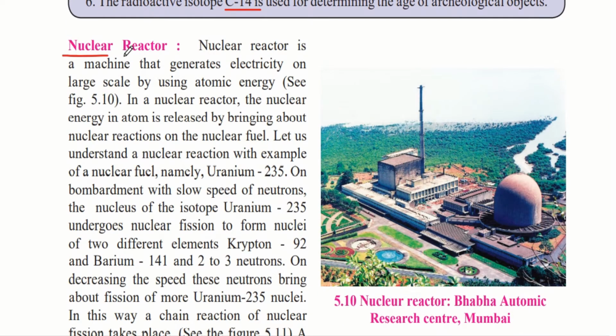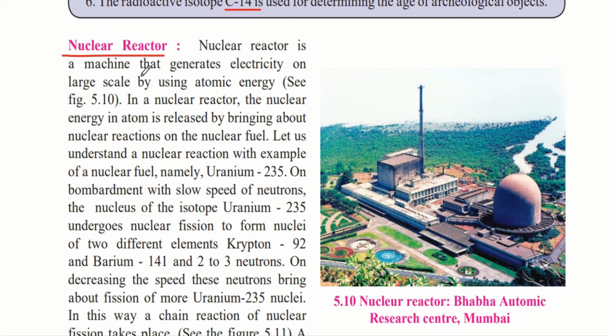Now let us study about nuclear reactor. Nuclear reactor is a machine that generates electricity on a large scale by using atomic energy. And this is an example of a nuclear reactor. In a nuclear reactor, the nuclear energy in an atom is released by bringing about nuclear reactions on a nuclear fuel. So, they break down the atom and that releases a massive amount of energy. Therefore, it has to be done in a very closed environment and in a very safe place so that humans cannot be harmed. And this energy that is released from the atom can be converted to electricity, which is used by all of us.